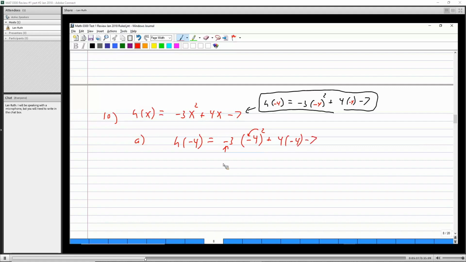Minus 7. So you do the square. That's negative 4 times negative 4. That's 16. But that's still times the negative 3. And then this product here is a minus 16. Minus 7. So we have minus 48. That's the negative 3 times the 16 part. And then we have a minus 23 if you combine the other two here. And then you add those up. That's minus 71. So that part's fairly straightforward. You're just sticking in a number, and so it's not that bad.